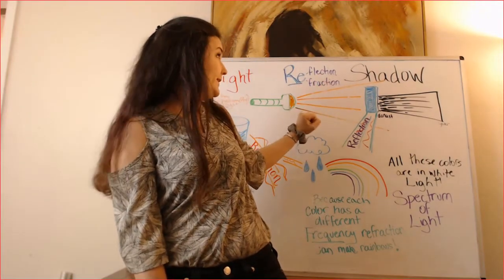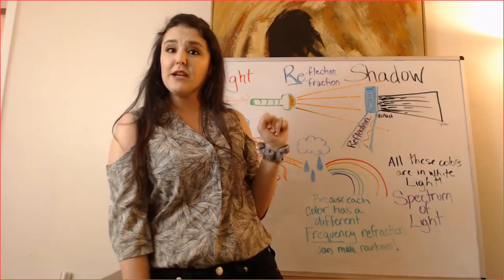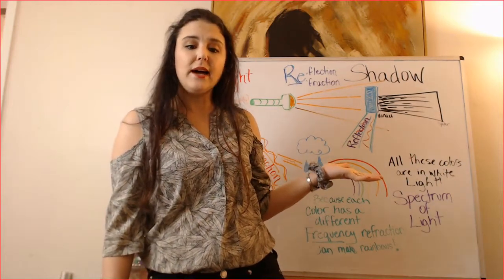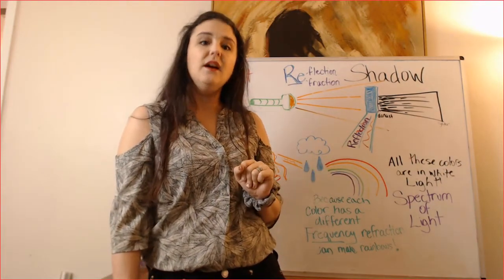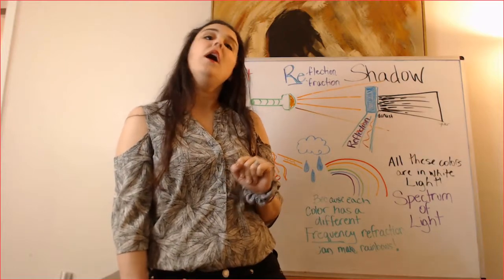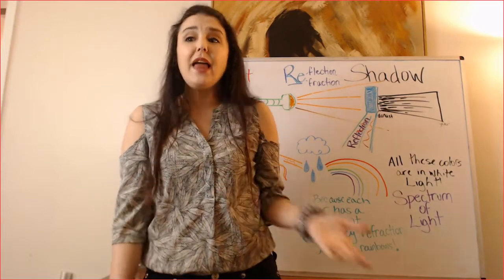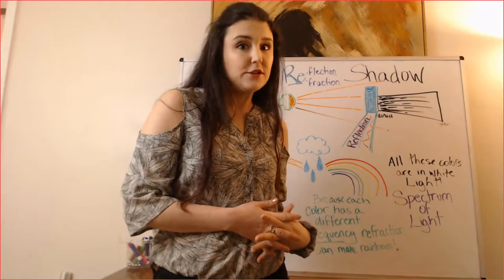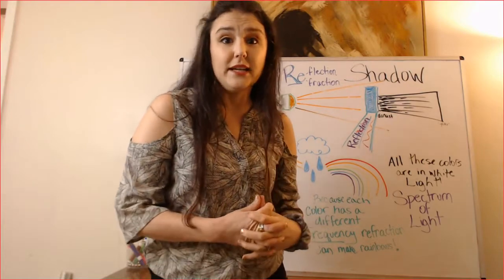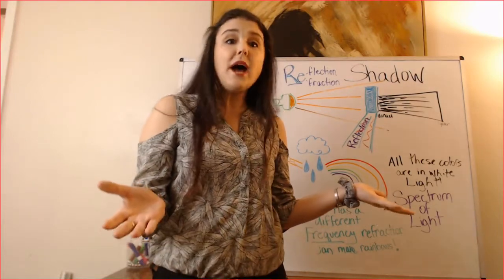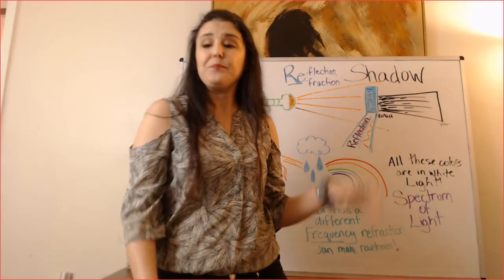So reflection is just the light that bounces off the object. Reflection is the light that bounces off. Refraction is how the light is bent. Let's explore that further on a piece of paper with a flashlight. If you have a flashlight at your house, you can play too. Otherwise, you can watch and just play along later.